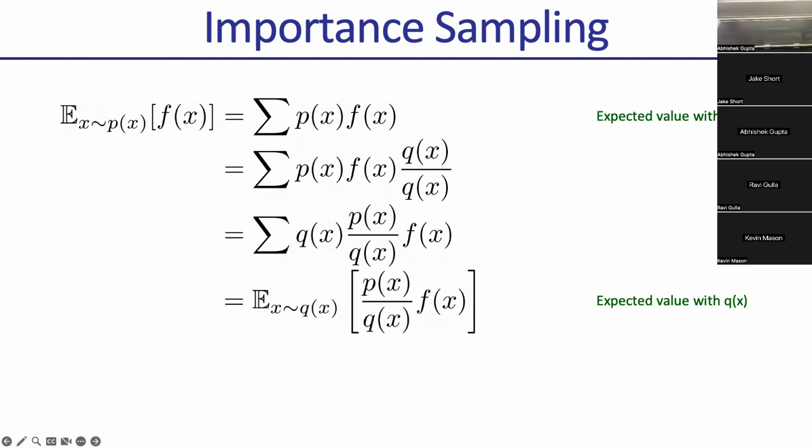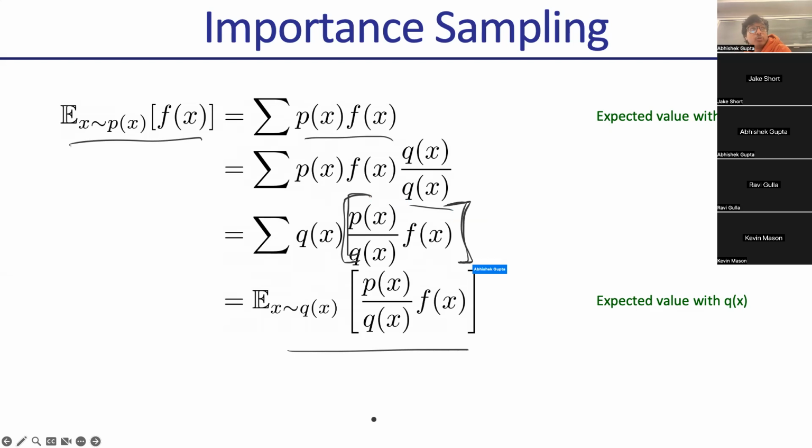So let me write it so Zoom people can see too. You can think of this thing as an expectation of this inner quantity with respect to Q. The way you can derive this is: expand the expectation, multiply and divide by Q, move Q to the other side, and then note that this is the average of this weighted quantity with respect to Q. So you can rewrite this whole thing as the expectation under Q of P over Q times F.